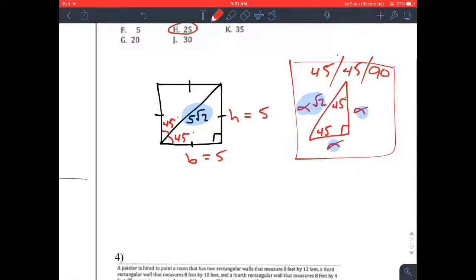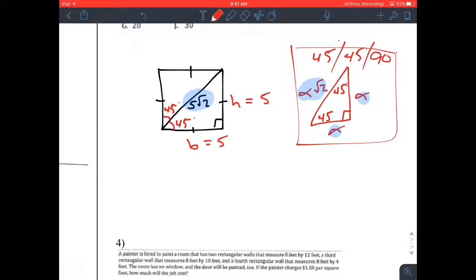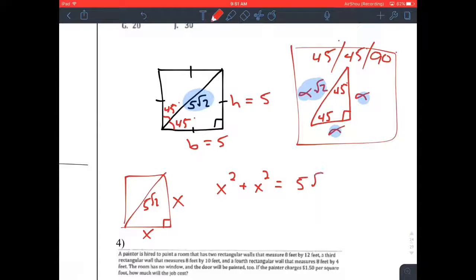Alright, let's move on here. I'll tell you what, let me tell you another way to do this problem. So you don't remember special right triangles. And let's just backtrack a little bit. So we have this picture, we get 5 square roots of 2. We don't know what these are, but we know they're the same. You could use the Pythagorean Theorem to figure out what those are. X squared plus x squared equals 5 square roots of 2 squared.